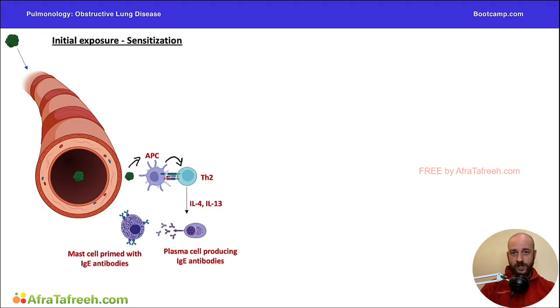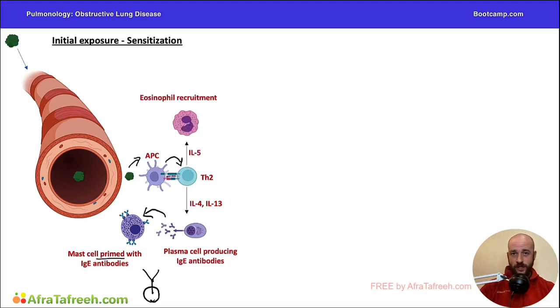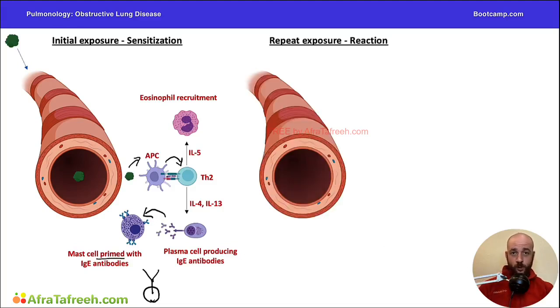The Fc portion of the IgE antibodies, if we just draw out an antibody here, the Fc portion is then going to bind to mast cells. And when mast cells have IgE antibodies bound to them, we call the mast cell primed. The second thing that the Th2 cell is going to do is produce IL-5, which is going to cause eosinophil recruitment. Okay, the second event in the pathophysiology of atopic asthma is called repeat exposure or reaction.